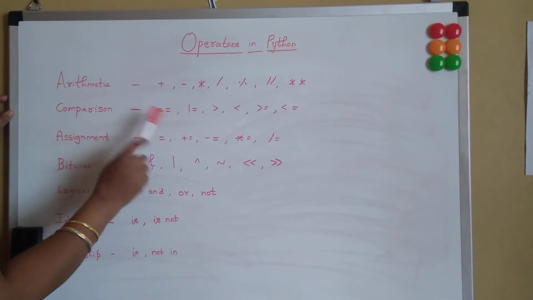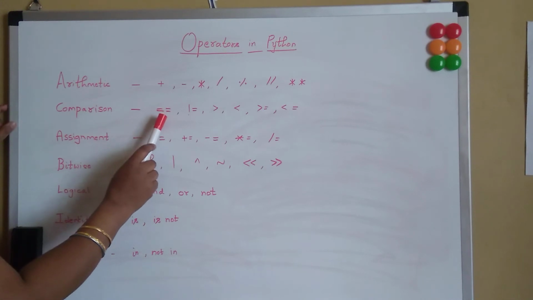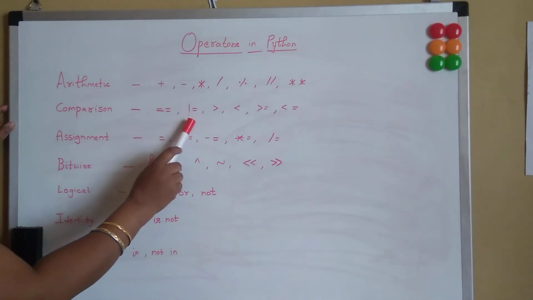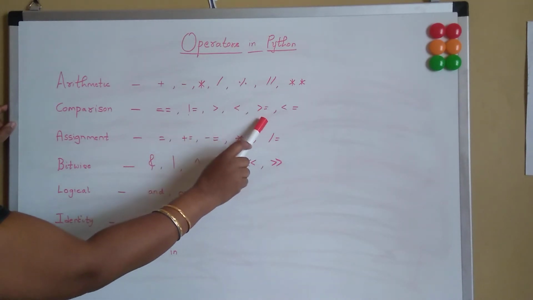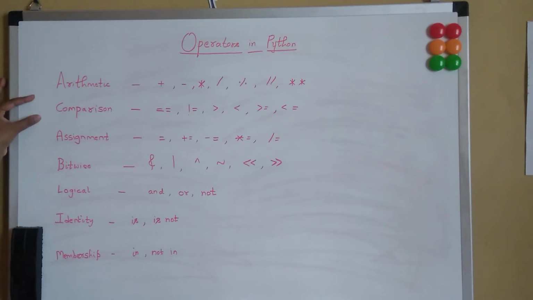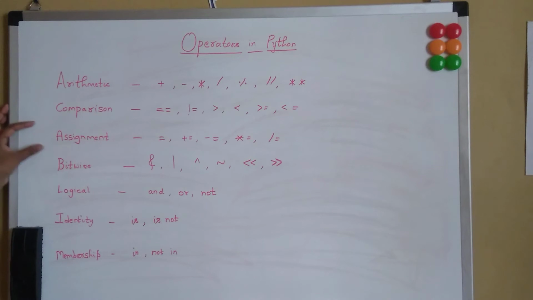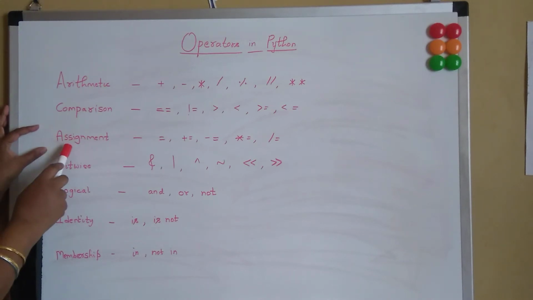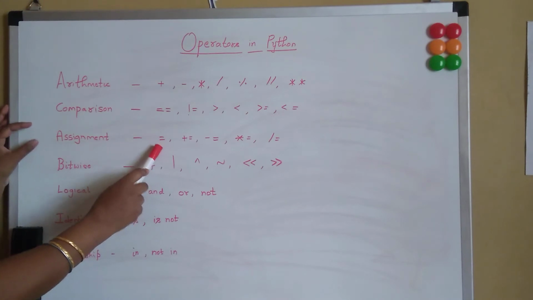It checks if two variables are equal. So we use a double equal to, which stands for equal to, not equal to, greater than, lesser than, greater than or equal to, lesser than or equal to. It is basically used to compare between two operands and it returns a Boolean value, either a true or a false. Then we have the assignment operators, which is nothing but equal to, which assigns value to the variables.